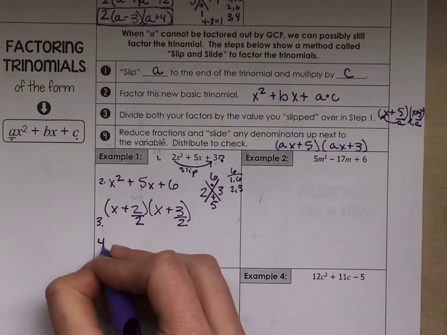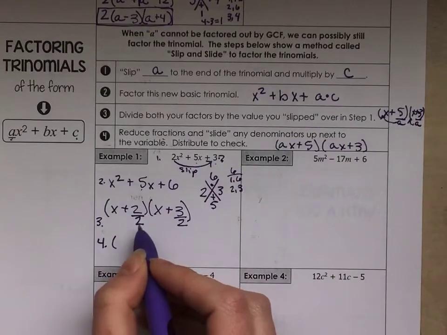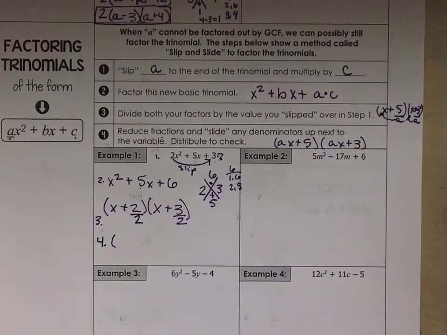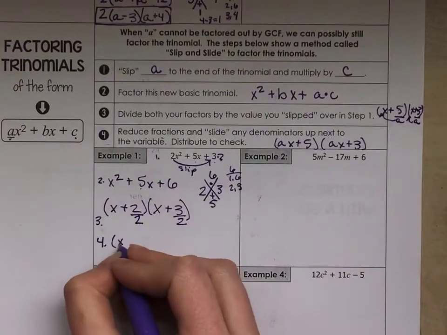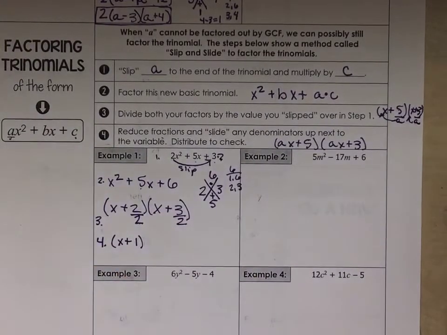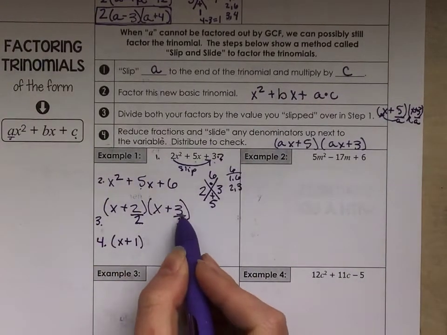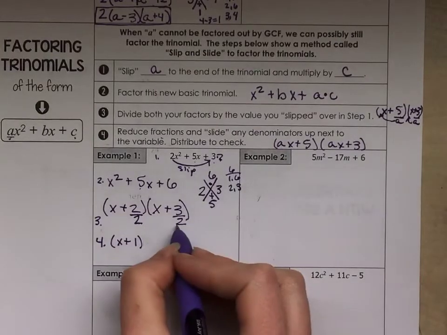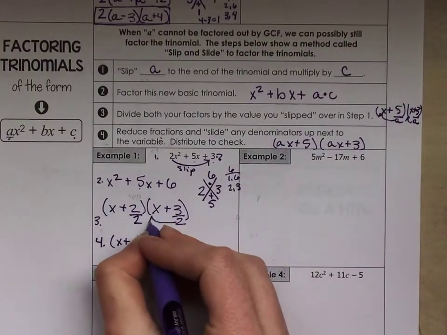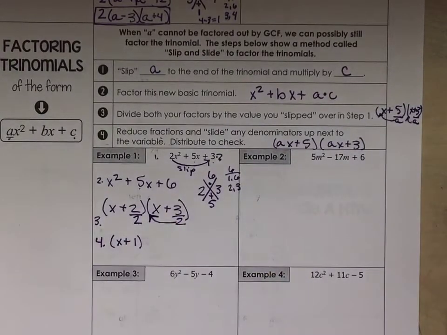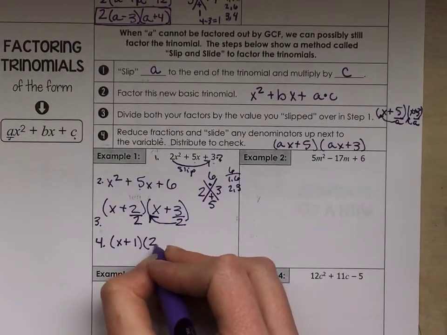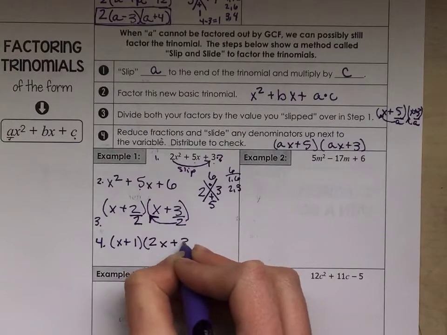Step 4 says I'm going to reduce these fractions if I can. So x plus 2 divided by 2, 2 divided by 2 would give me x plus 1. But for my other factor, I can't take 3 divided by 2 and get a whole number. So what I'm going to do instead is slide, this is where the slide comes in, slide that 2 in front of my x. So my second set of parentheses will say 2x plus 3.